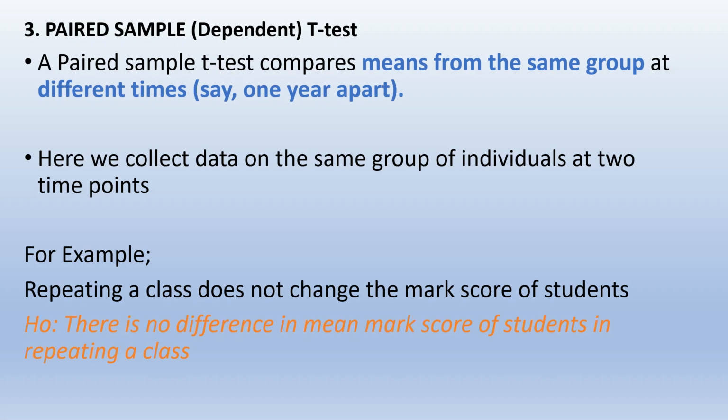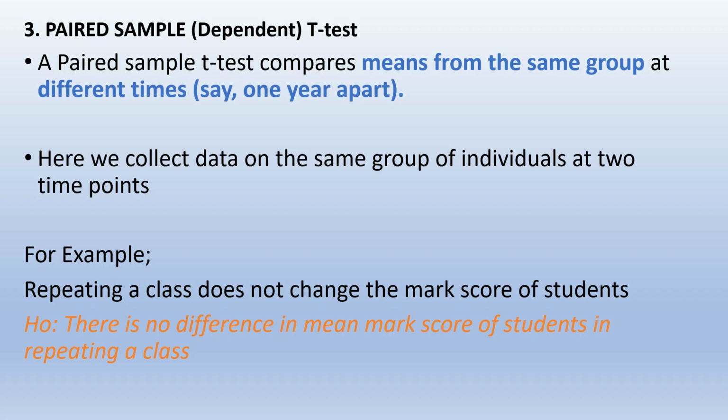For example, if someone says there is no difference in the mean mark you score when you repeat a class, so we say that repeating a class does not change the mean mark score of students, for example in a test. What we do is get all those students that repeated the test or a course unit, and we get their marks before and their marks after.